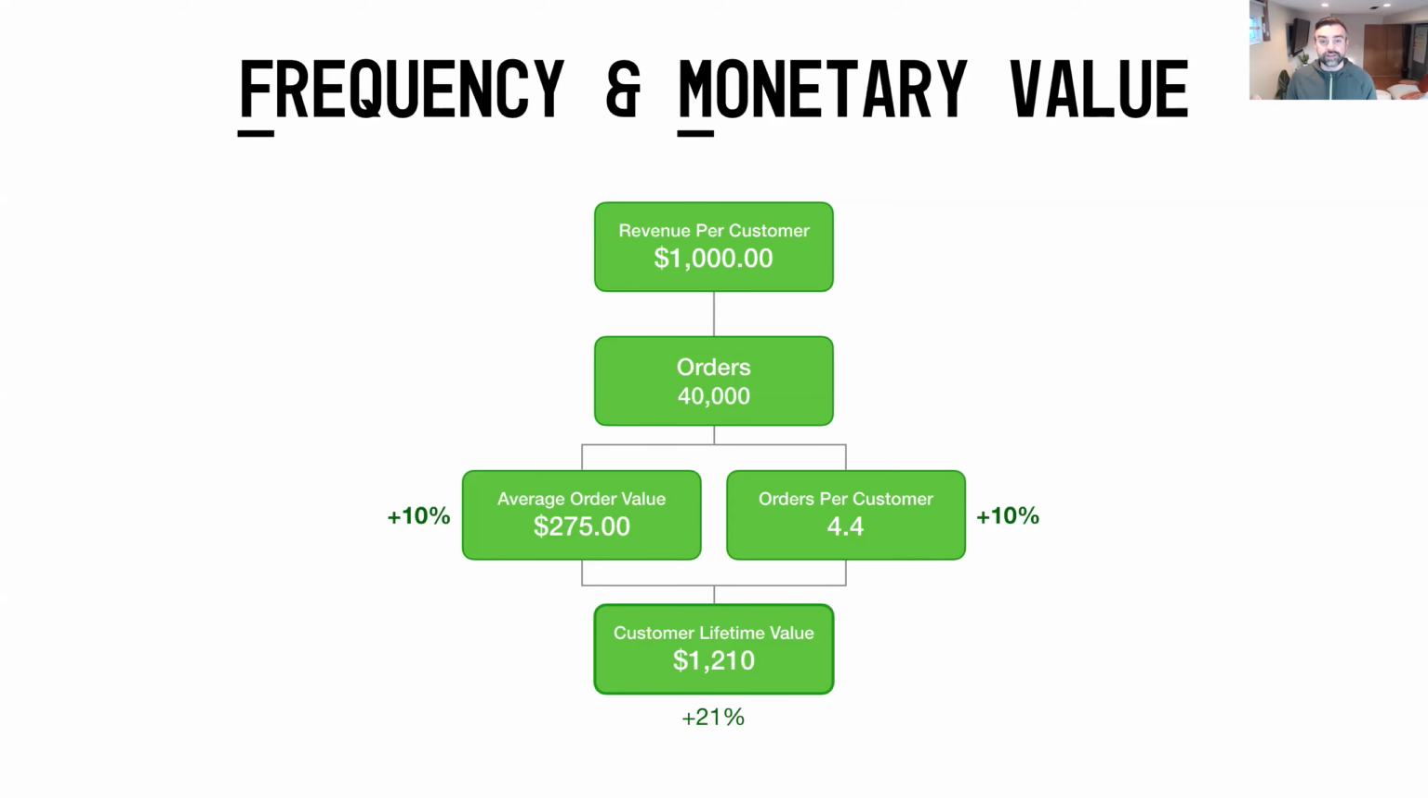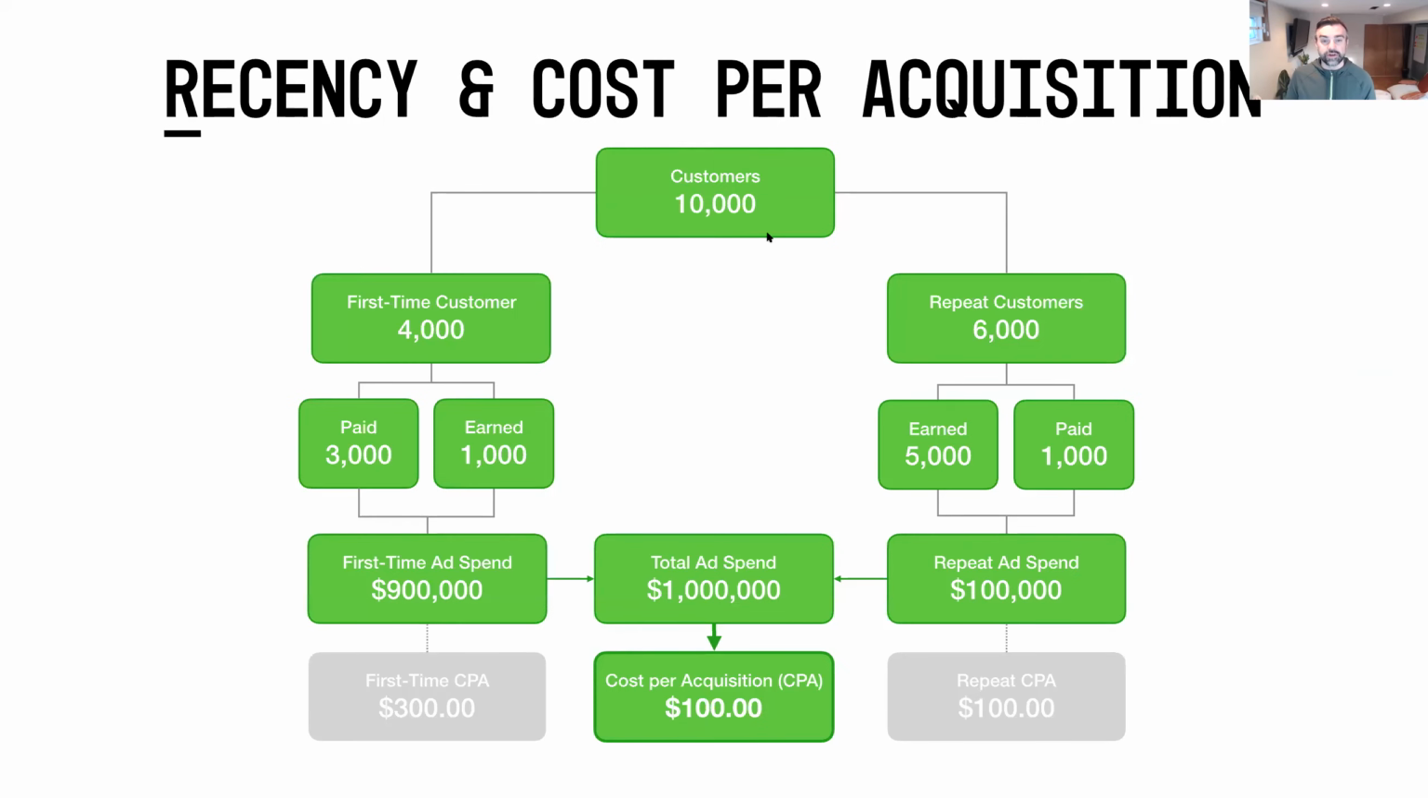Similarly, on the right-hand side of the equation, as we dig a little bit further, we took a look at this example of customers of 10,000, split out between first-time customers of 4,000 and repeat customers of 6,000. We broke that down a little bit further in terms of what the earned mix could look like versus paid on our repeat customers and how much ad spend that might be.